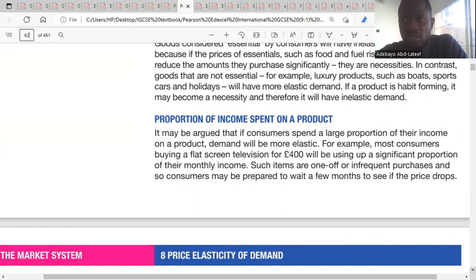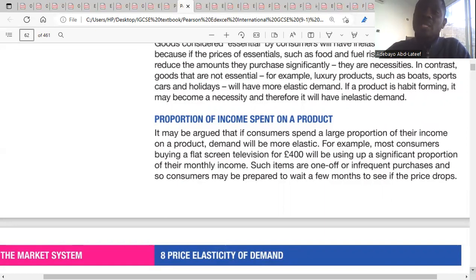If we spend little proportion of our income on a product, the demand for that product will be price inelastic. It's just like wanting to buy a pen. How much is a pen? Even if it increases to 1.5, I will still buy. It doesn't take away a lot of my income. So the demand for a product like this pen will be price inelastic.